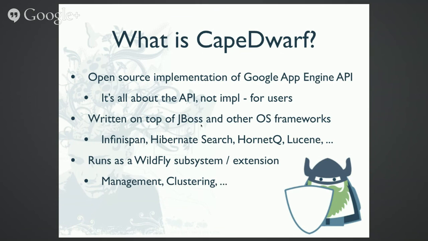It's written on top of JBoss. As I already mentioned, we don't try to reinvent the wheel where it's not needed. It's written on top of JBoss and other open source frameworks and libraries, like Infinispan, which is a big part of it, Hibernate Search, HornetQ, Lucene, PicketLink, JGroups, and so on. We just reuse what's already there. And the nice thing is, a lot of this stuff is already in WildFly, and we just add a few modules or libraries of our own, and that's it.